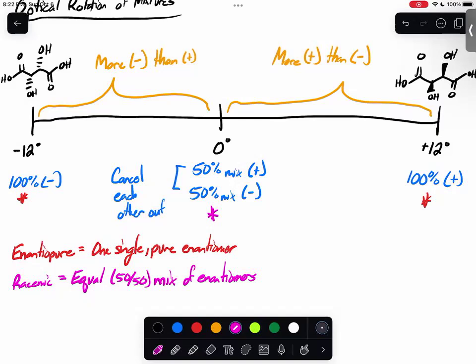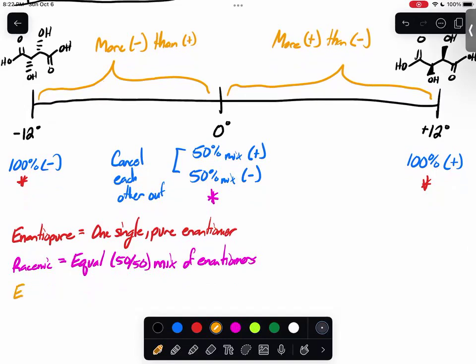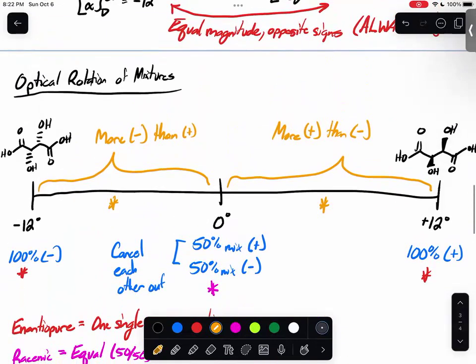The last term we're going to look at is enantio enriched. This term corresponds to those orange areas between the two, right? Where it's essentially more of one enantiomer but not 100% pure. Okay? And so that's going to correspond to those spaces that we are saying there's more of the plus than the minus, or more of the minus than the plus. Okay? And there is a way for us to actually determine how much of each is in the solution.